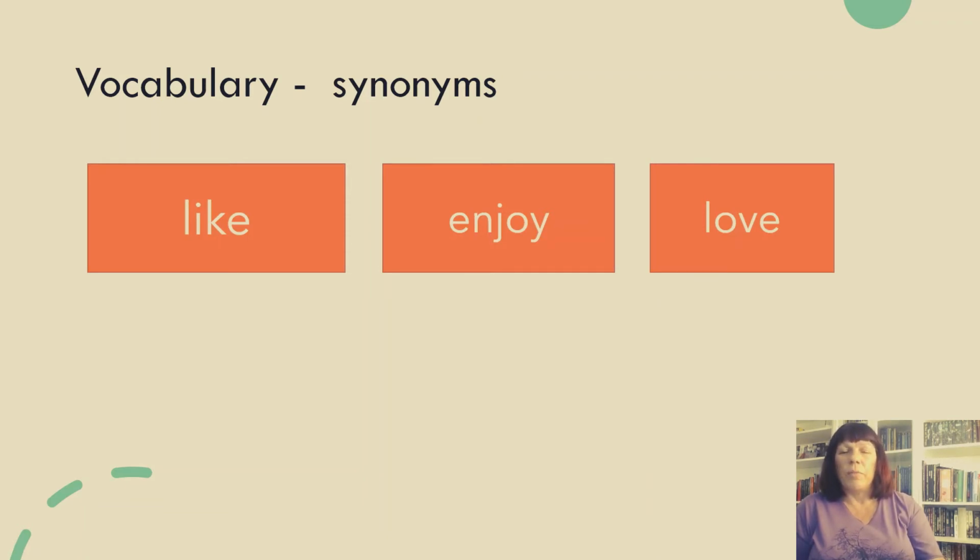Yes, so I might say, oh, I love chocolate. I don't mean that I love it with feeling in the same way I might have feeling for my children or my husband, but we mean like. Confusing? Sometimes. What about adore? I would only use this word if I was talking about people.